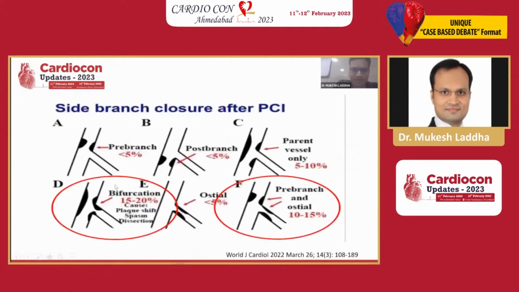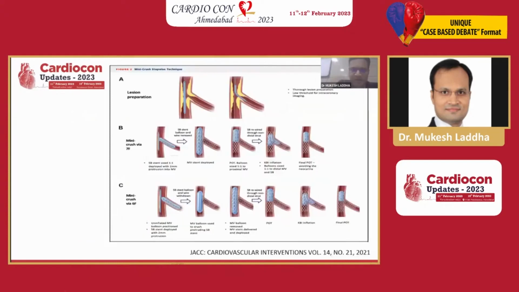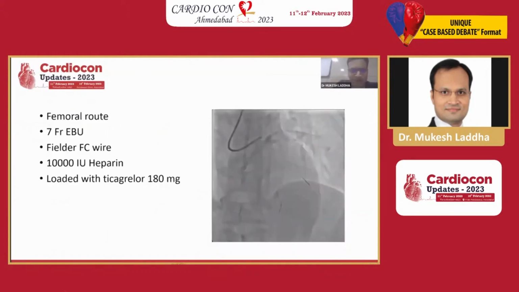Like in my case, coming in this category, there are 10 to 20% chances of side branch closure after PCI, maybe because of spasm, dissection or plaque shift, but 20% is a big number. So I have selected to do mini crush bifurcation angioplasty. This is the overview of the mini crush bifurcation angioplasty, which I am going to show you in a step-by-step manner, and later on I will discuss the same slide again.